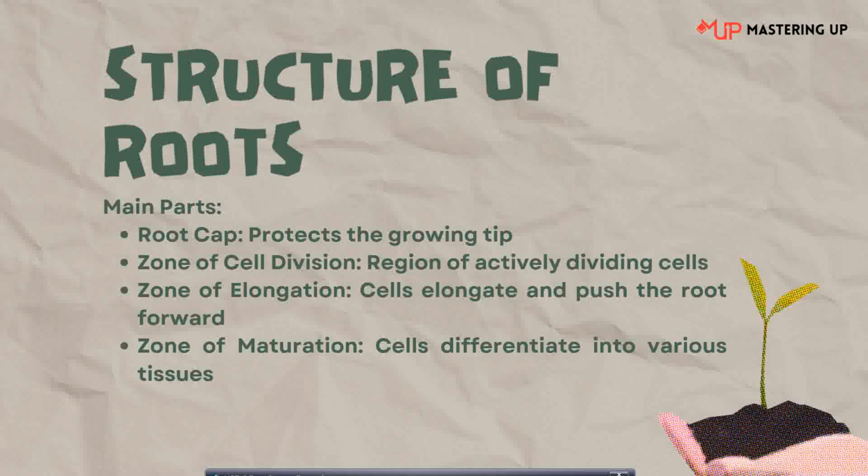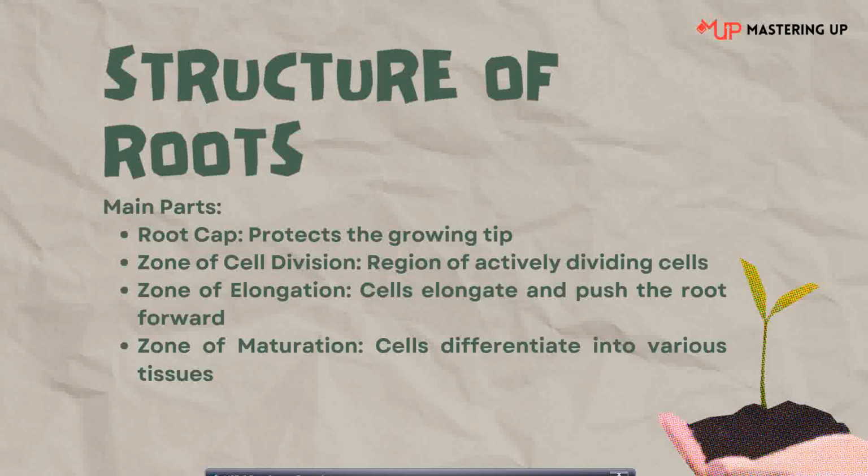Now this root is divided into 3 zones: zone of cell division, zone of elongation, and zone of maturation. The zone of cell division is the region of actively dividing cells. In the zone of elongation the cells elongate and push the root forward. In the zone of maturation, cells differentiate into various tissues.